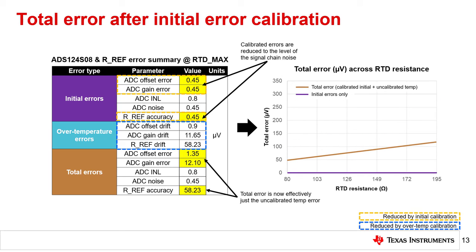The total error then just becomes the over temperature error, as shown in the table on the left, and the brown plot on the right. If further error reduction is necessary, calibrate across temperature. This topic is discussed in a subsequent Precision Labs module.